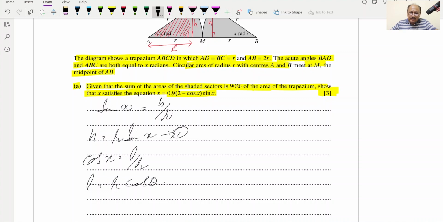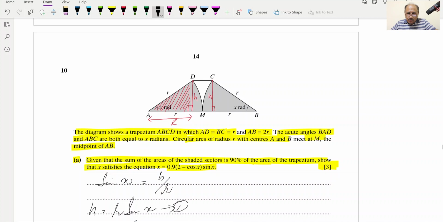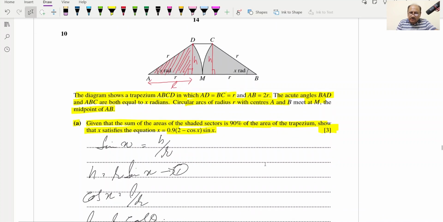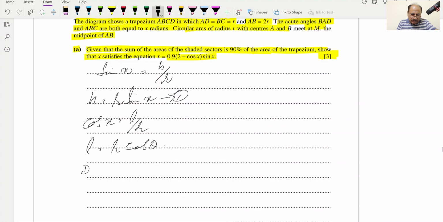And DC will be what? DC is equal to 2R minus 2L. So this is L, and from here this length is also L, so L plus L will be 2L, and R plus R is 2R. So this DC will be 2R minus 2L. Now for DC we can write the L value. So DC will be equal to 2R minus 2 into the L value, which is R cos theta, so 2R minus 2R cos theta, and this one we can write as equation 2.